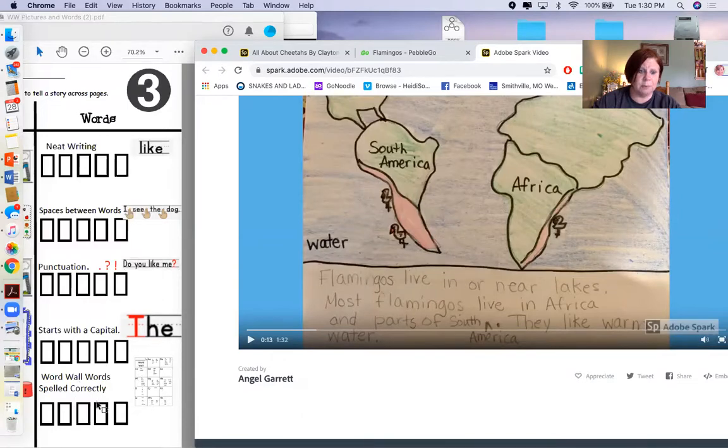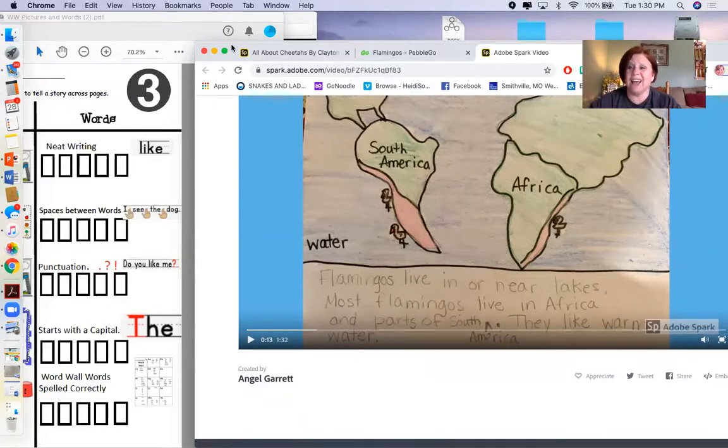Did I spell my word wall words correctly? So what that means, boys and girls, just remember, those are our sight words. Those are words that we should know by heart. Sight words, we should know them automatically, and we should be able to spell them and think about them. We should not have to sound them out. So like the word in, or, and, they, like, those are all word wall words that should be spelled correctly.